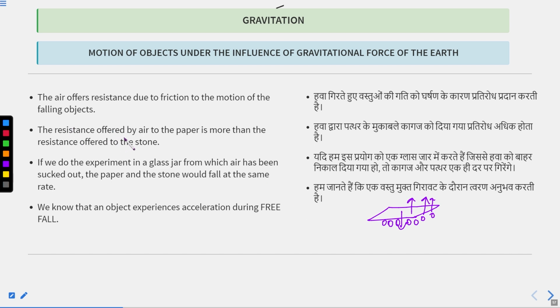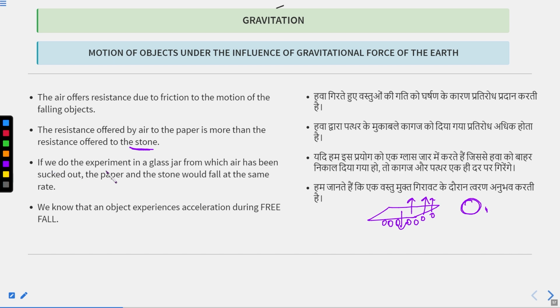The resistance offered by the air to the paper is more than the resistance offered to the stone. If stone and paper both are falling at the same time, because the surface area of paper is large and the weight of paper is very less compared to stone, the paper will have to face more air resistance compared to stone.